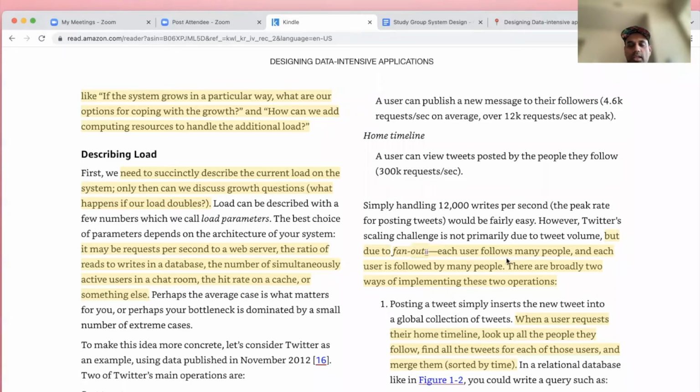Essentially, each user follows many people and each user is followed by many people. There are broadly two ways of implementing these two operations. When a user requests their home timeline, they look up all the people they follow, find all the tweets of those users and merge them. This is the problem here.